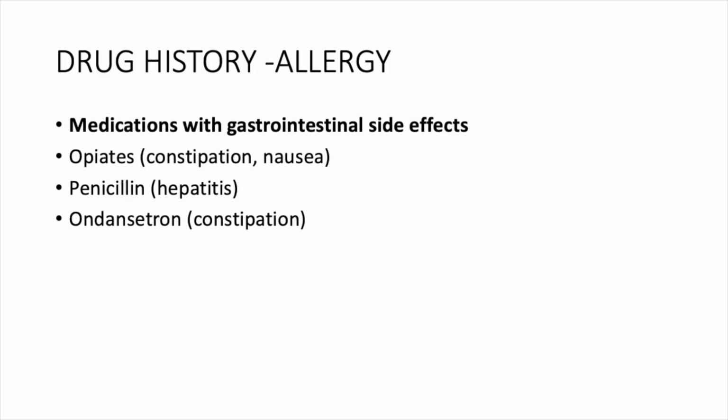As in any case, a history of drug allergy and medications with side effects to the gastrointestinal system should also be inquired about, because opiates can produce constipation, penicillin can produce hepatitis, ondansetron can produce constipation. Tricyclic antidepressants can produce constipation. Metformin can produce constipation or diarrhea. So a detailed history, especially when there is a change in bowel habits.